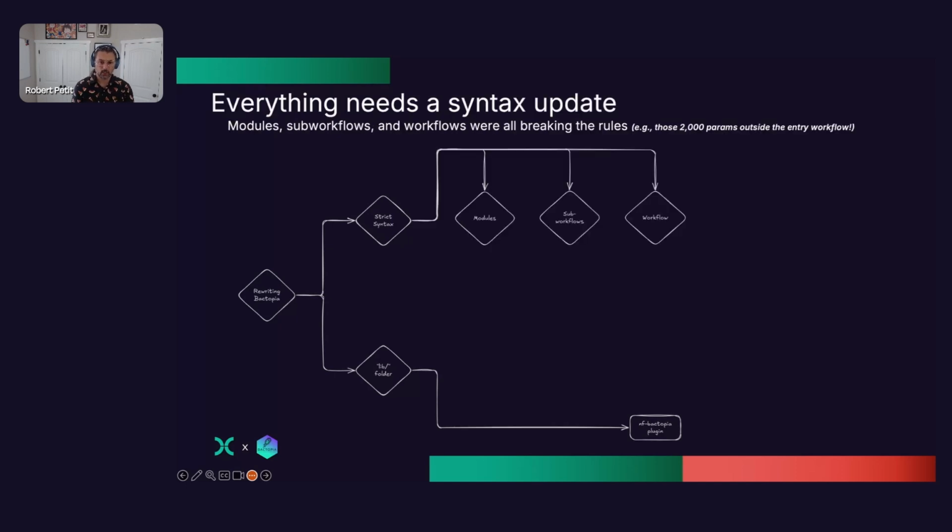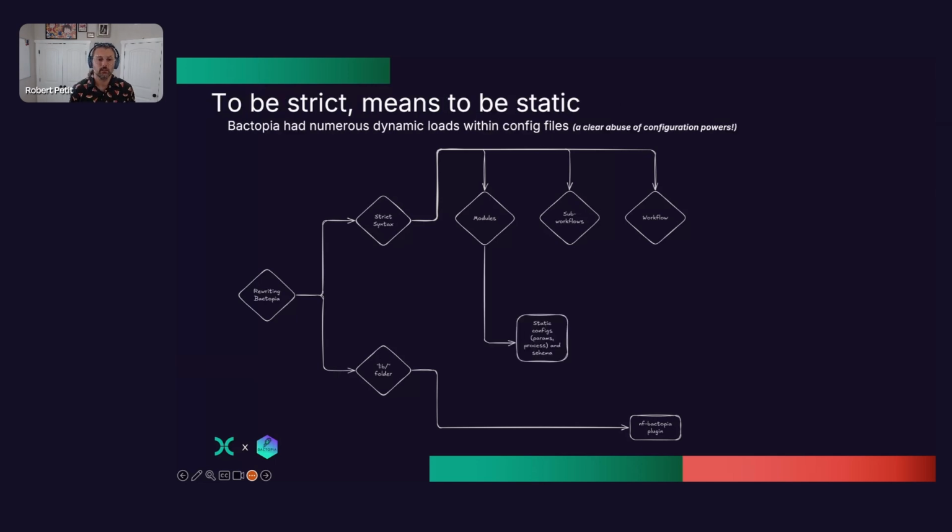Next up was rewriting modules, subworkflows, and workflows into strict syntax. The really nice thing about switching to strict syntax is that it took care of the incompatibilities Bactopia had with Nextflow version 25. For starters, which should be old news for nf-core folks, for every module I created a static params and process config file, as well as a static schema.